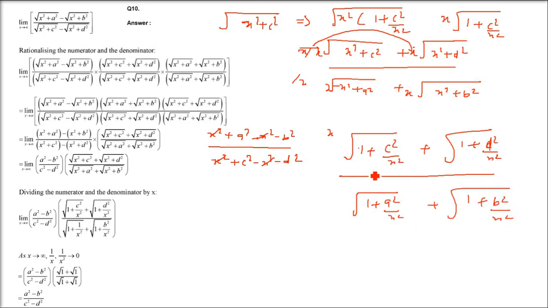Now just apply the limits. Because a constant term has no limit. So c square by x square, you know 1 by x square, where x is tending to infinity, is 0. Anything divided by infinity is 0. So you have 0, 0, 0, 0 here. You have under root 1 remaining, that is 1, 1, 1, 1. So you have 2 by 2, that is 1 plus 1 is 2. 2 by 2 cancels out, you'll get 1. And finally you have a square minus b square by c square minus d square. This is the final answer.